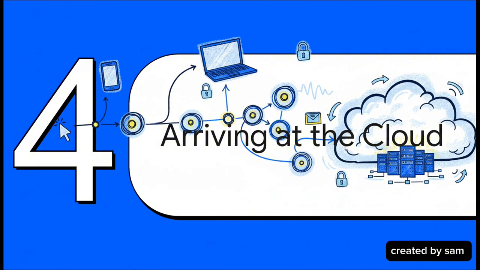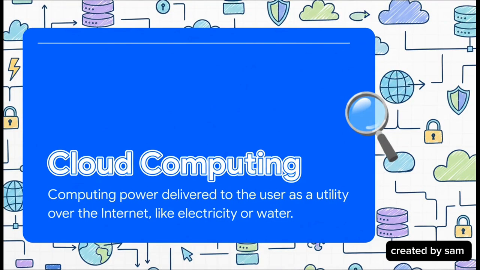So after that unbelievable trip across the world in just milliseconds, our little packets have finally reached their destination, the cloud. So what is the cloud really? It's definitely not some fluffy white thing up in the sky. The best way to think about it is like a utility, just like electricity or water. You don't have your own power plant in your backyard, right? You just plug into the grid. Well, the cloud is the same idea.